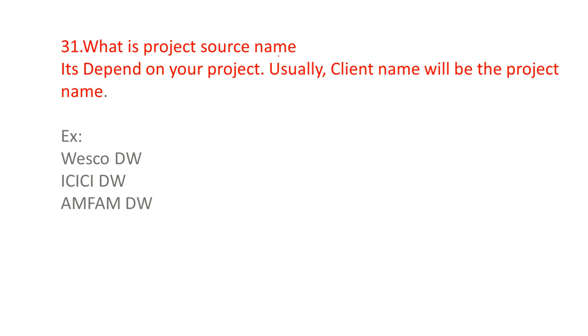What is the project source name? It depends on your project. Usually the client name will be the project name. Example: Wesco data warehouse, ICICI data warehouse, AMFAM data warehouse. These are the data warehouses named after the clients. So for the source name, we give the client name as our project name. We have to keep in mind our client name is our project name.